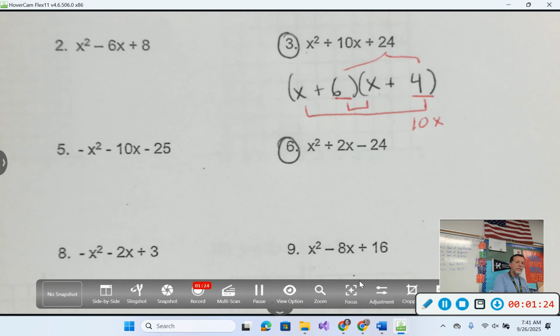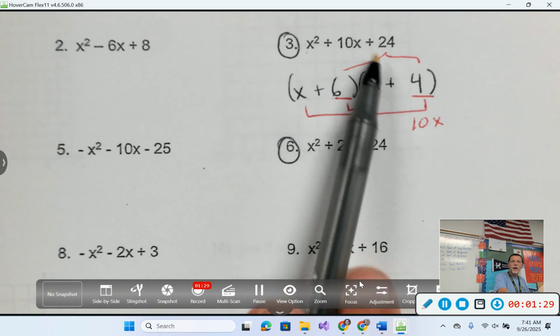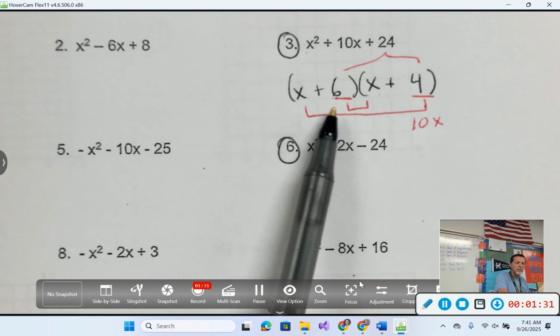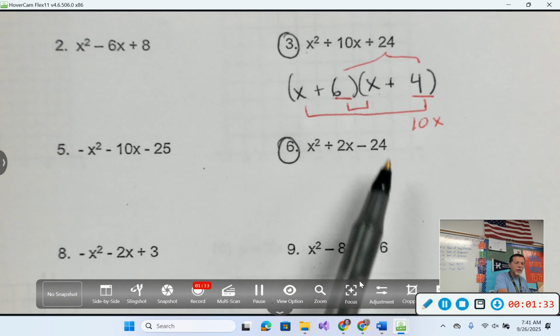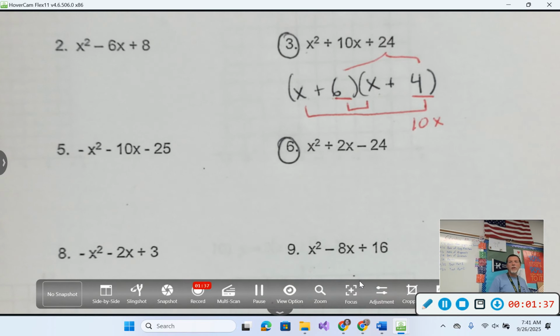Right? If I FOILed that out, I'm not going to FOIL it out, but if I did, it's practically FOILed out already with the pictures I drew. X times x is x squared. 6x and 4x makes 10x. 6 times 4 is 24.